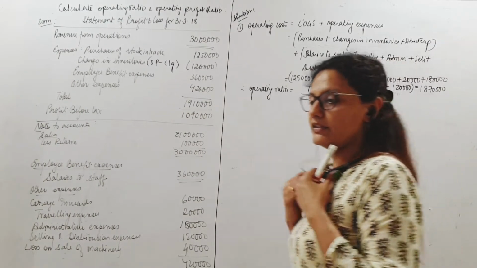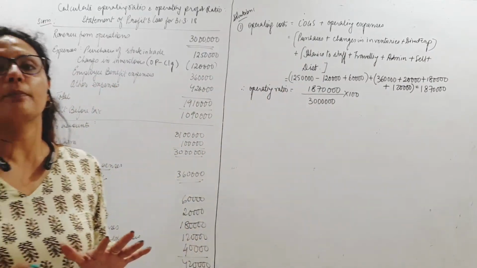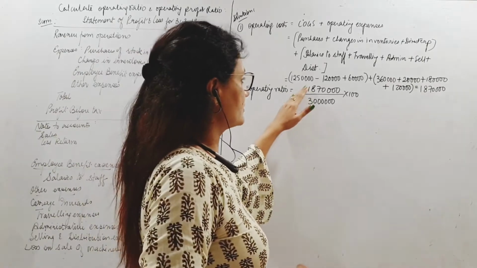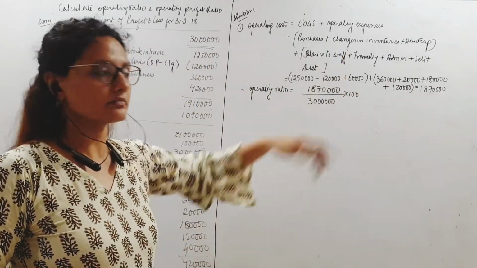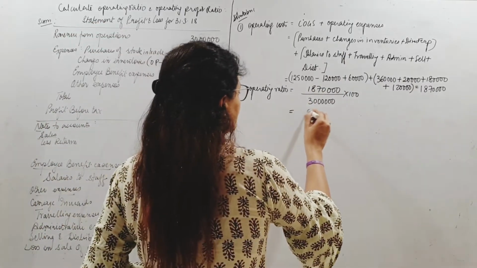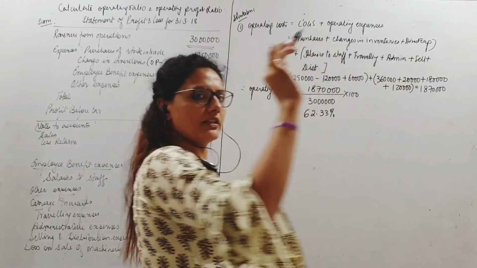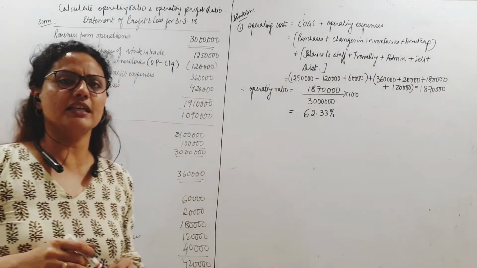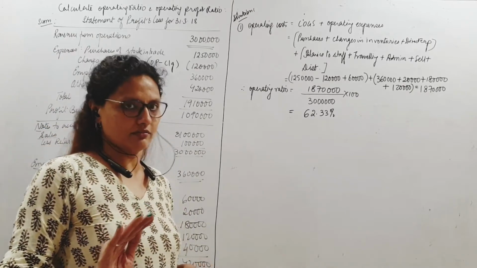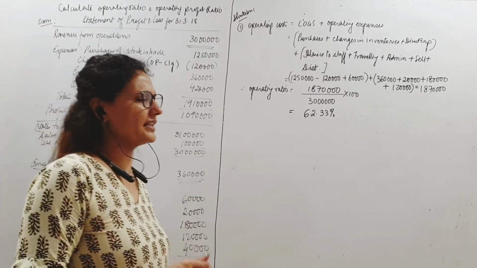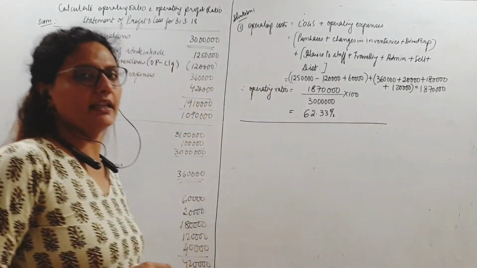What is the formula we just discussed? Operating ratio: operating cost by revenue from operations into 100. So operating cost divided by revenue from operations into 100. It's coming to 62.33%. Of course 33 is recurring here, so I have taken it as 33. Round it off to 2 decimal places. Do not make it 34. Remember, these small little mistakes are where children lose marks. So here we are done with operating ratio.